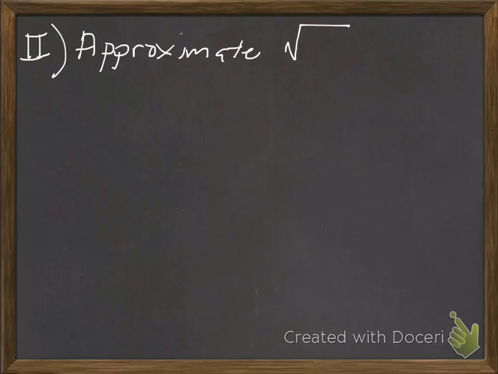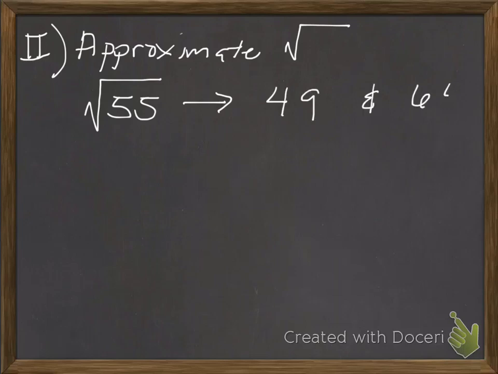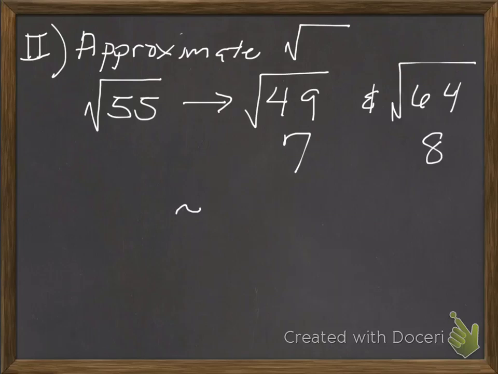So if I ask you to approximate the square root of 55, well, first of all, 55 is not a perfect square. If you try to find what two perfect squares it's in between, it's in between 49 and 64. So that means it's in between the square root of 49 and the square root of 64. Just like the first part of 3-6, we know it's going to be in between 7 and 8. So this number has to be approximately 7 point something.